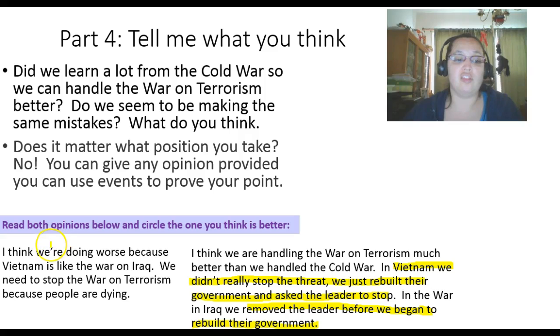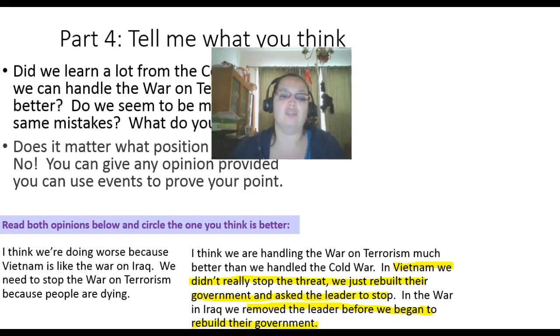This one, there's nothing wrong with the opinion. Let me get my arrow back, pardon me. There's nothing wrong with this opinion over here. It's just that there's no historical evidence, and that's really the key. If you can't use historical evidence to prove it, then your opinion really isn't going to be accepted.